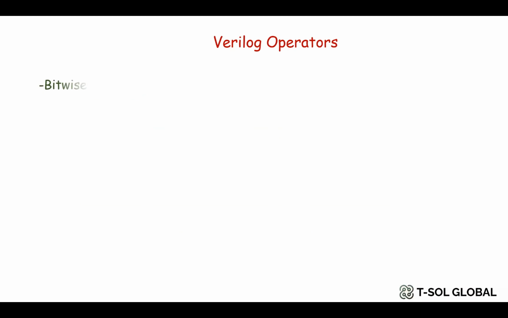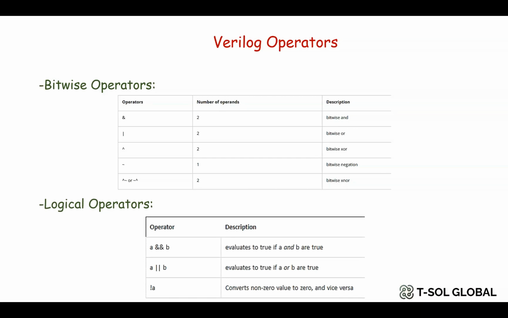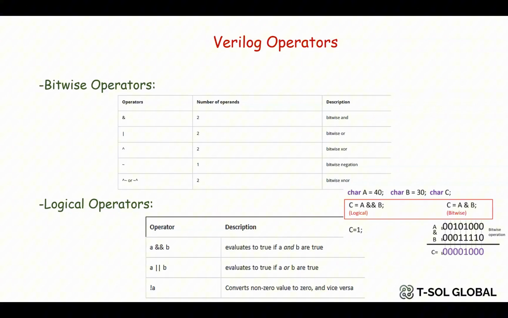Moving on, we have some other operators like the bitwise operators. Bitwise operators can be AND, OR, XOR, or NOT. We can also have logical operators like and, or, and there is a not as well. We have an example here to show the difference between bitwise operators and the logical operators.